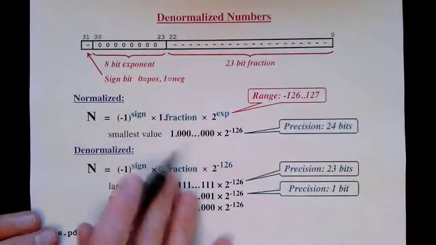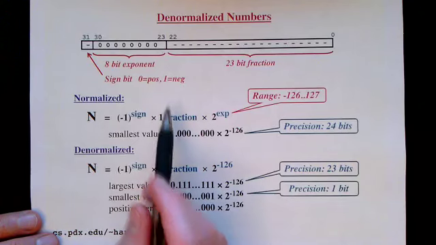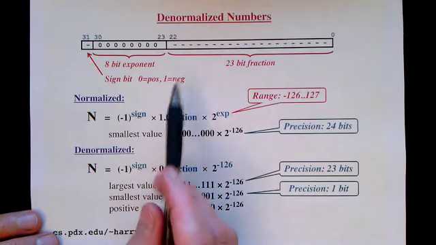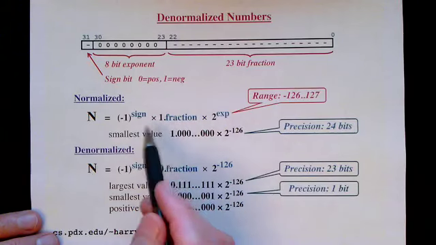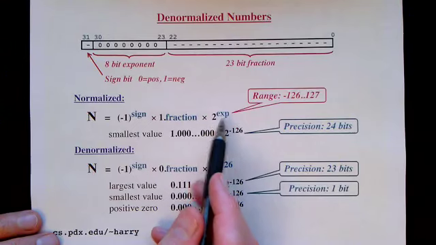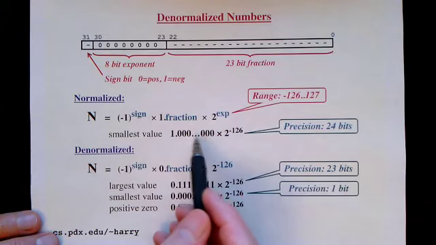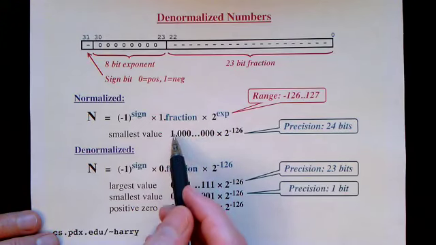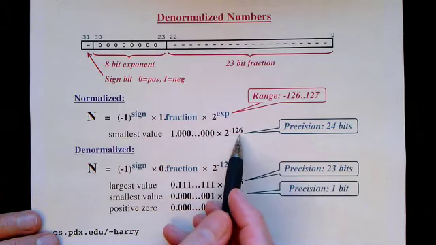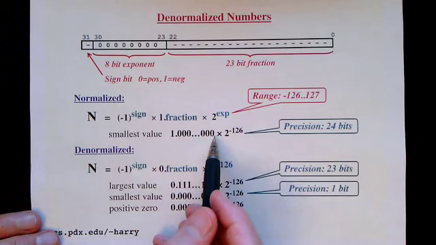And so let's look at why this works, or how this works. What's the smallest number we can represent with a normalized number? Well, if the fraction is all zeros, the smallest exponent would be -126. And with all zeros, the smallest value is 1 times 2 to the -126 with 24 bits of precision.